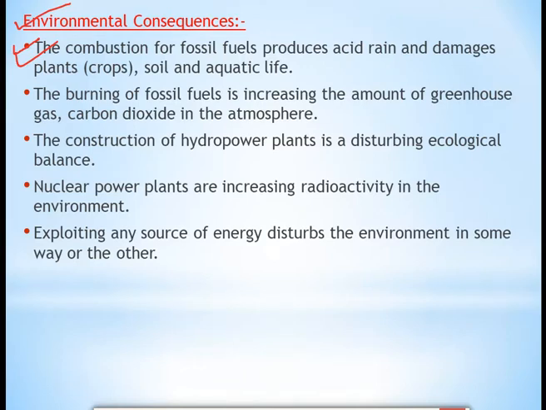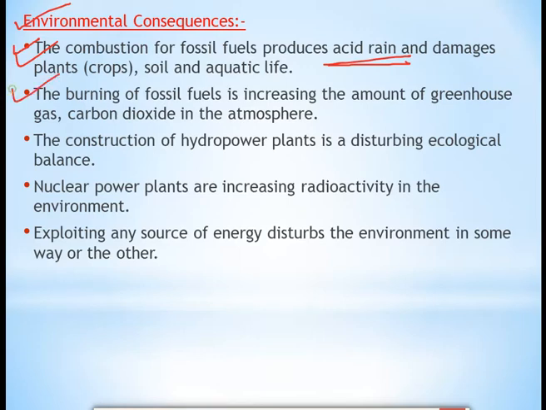When we burn fossil fuels like coal, petroleum and so on, what happens? A lot of smoke and harmful polluted gases spread in the environment, in the sky and in the atmosphere. They mix with the rain and cause acid rain. That acid rain can damage crops, plants and even marble statues. The Taj Mahal is getting affected because of this acid rain.